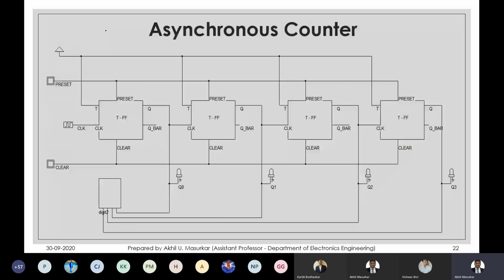You can see that what is different in this circuit from the up counter circuit is just this additional flip-flop, that's it. All the preset terminals are shorted and connected to one pin, and their clear terminals are also shorted and connected to one pin.